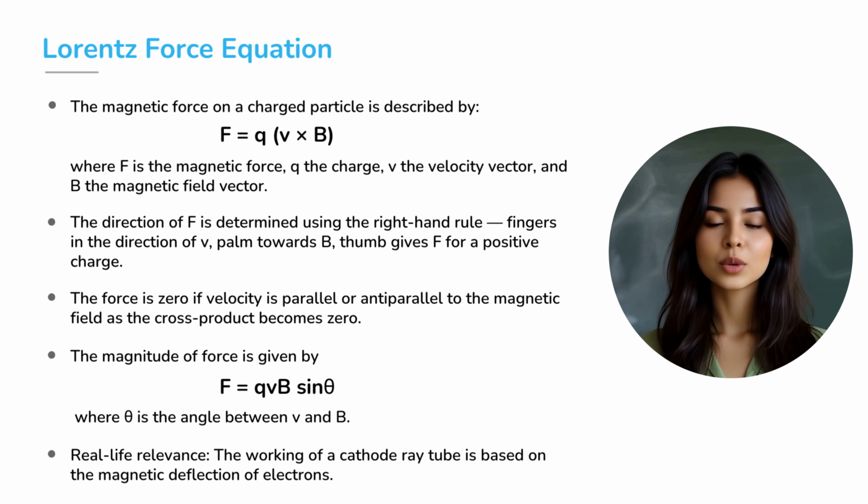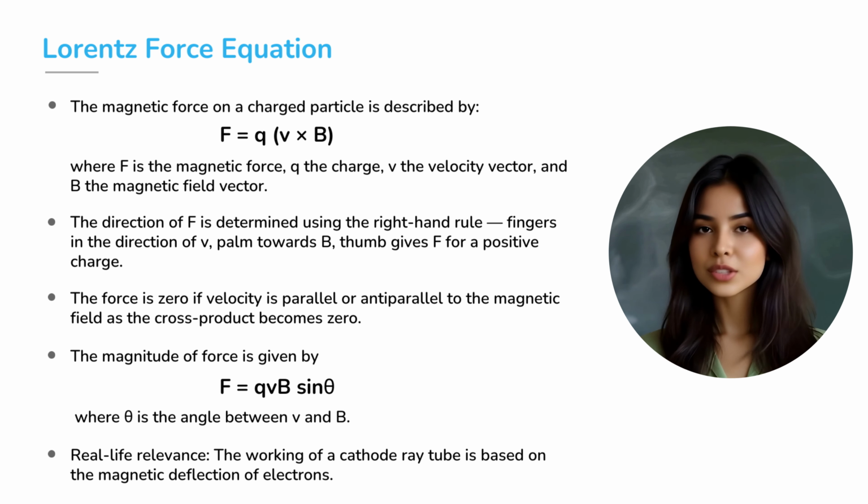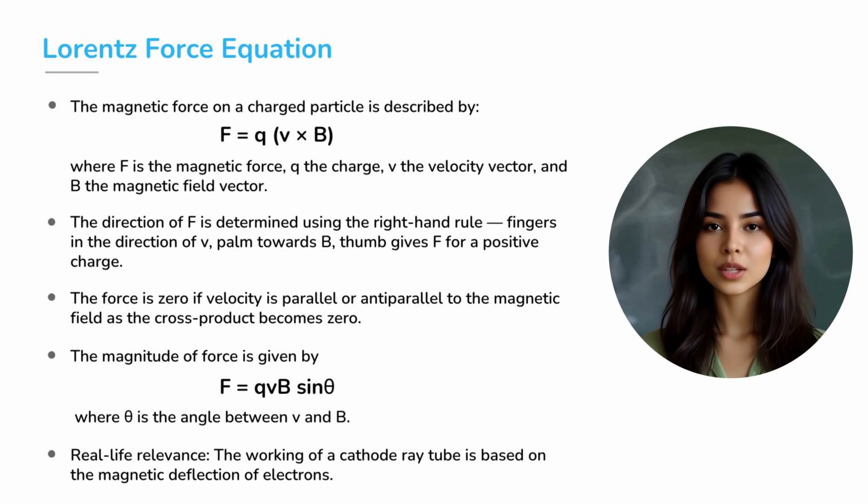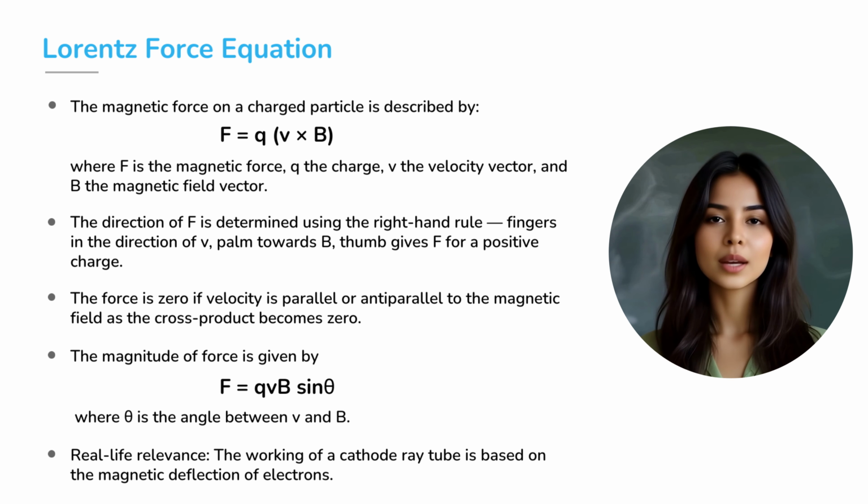Let's now put this force into a precise mathematical form. The magnetic force on a moving charged particle is given by the Lorentz force equation: F equals q times (v cross B). Here, F is the force vector, q is the charge, v is the velocity of the charge, and B is the magnetic field. Since it's a vector cross product, the direction of the force is perpendicular to both velocity and magnetic field. Using the right-hand rule helps visualize this.